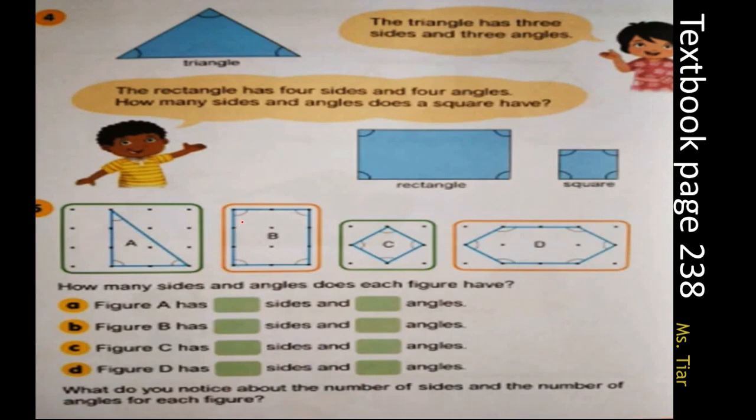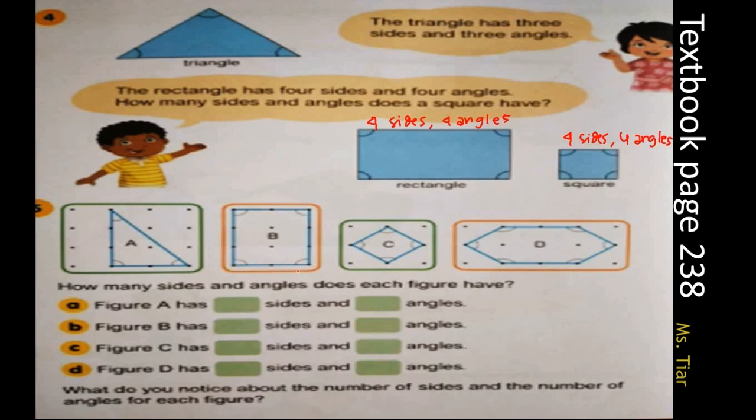Now let's check this part. So the triangle, it has 3 angles and 3 sides, right? And then for the rectangles over here, it's almost the same like the square. Why? Because for the square, there are 4 sides and 4 angles, right? And for the rectangles, it's the same. There are 4 sides and 4 angles. I repeat, 4 sides and 4 angles.